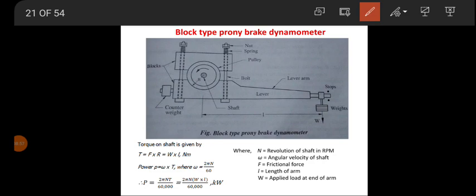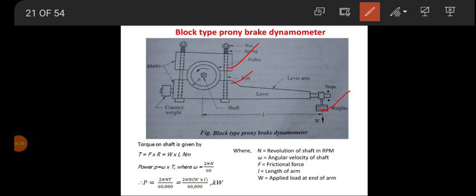Whenever we go on increasing the weight, the wooden blocks start coming close to each other. So whenever we start the machine and the shaft starts rotating, the pulley also rotates, and as we go on increasing the weight, the wooden blocks come close to each other.